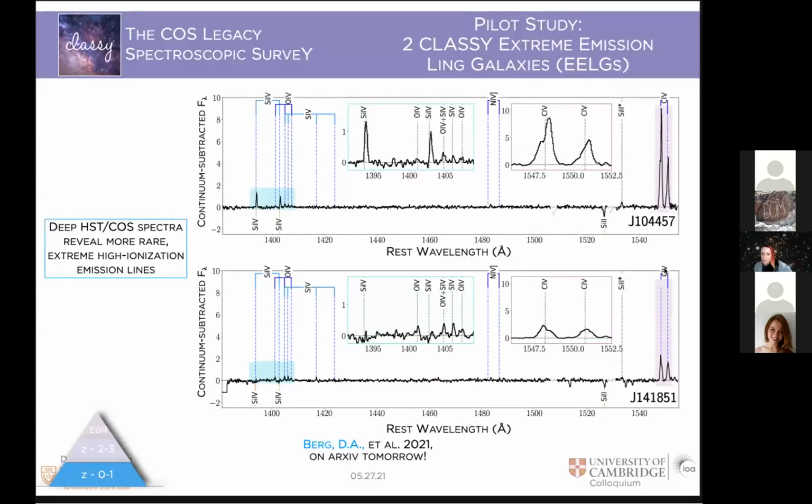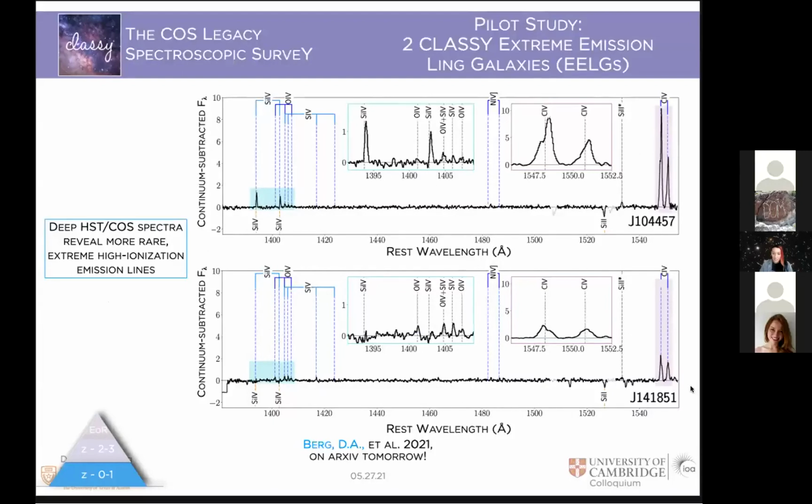Now, within these UV spectra that we get for CLASSY, we also get these other rare, very high ionization lines that we don't see very often for some of these extreme emission line galaxies. Obviously, in the higher mass, more metal-rich galaxies, we don't see these so much, but we're getting things like silicon-4 emission, some very faint sulfur-4 and oxygen-4 emission. We're getting silicon-2 star emission here. And so we're getting a lot of really nice new features that we can add to our modeling and our understanding.